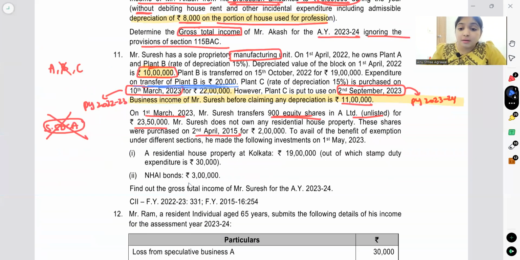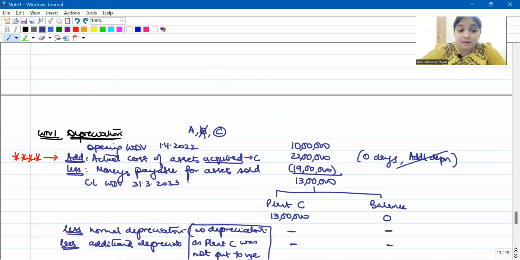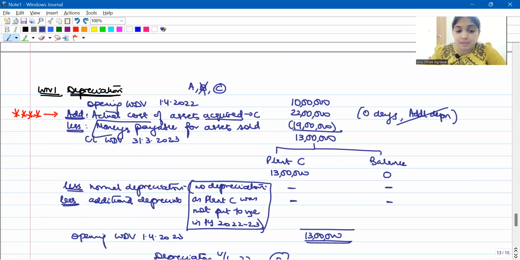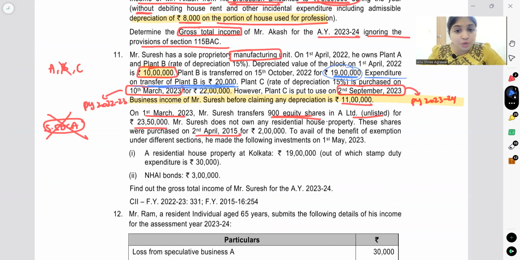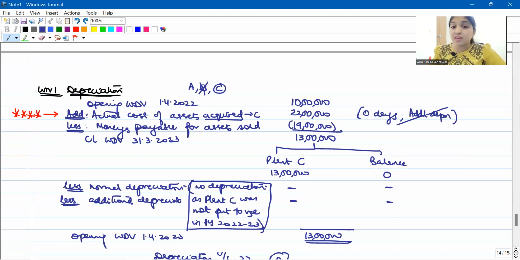Your understanding in depreciable assets: if you have expenses on transfer, please don't net them off against the consideration. Like here, I shouldn't have netted off 19 lakhs and 20,000. I shouldn't have said that consideration money payable is 18 lakh 80,000. Because over here we are supposed to subtract money payable, which means we're supposed to subtract the selling price. And what is the selling price? 19 lakhs, and that is what we did. So in the block calculation, expenses on transfer play no role at all.